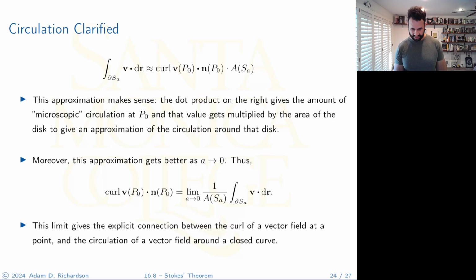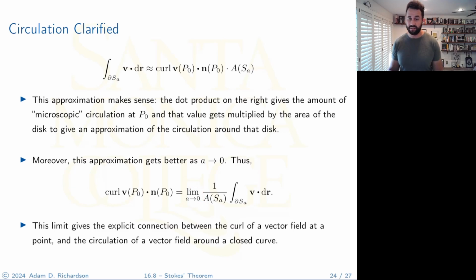And then what we get is that the curl of v at that point, dotted with the normal vector at that point, is equal to this limit as the radius of the disk goes to 0. So that's what it's really doing. This is the point I want to make right here. This limit gives the explicit connection between the curl of a vector field at a point and the circulation of a vector field around a closed curve. So this is a connection between the microscopic and the macroscopic circulation. This is where that connection is made, that bridge through this limit.